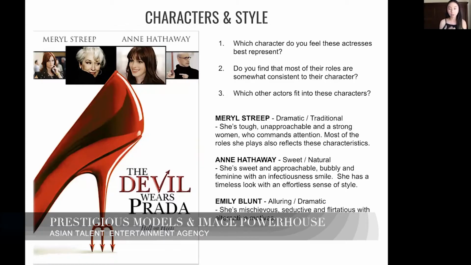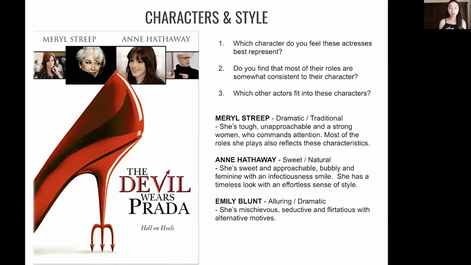Whereas Anne Hathaway is more sweet and natural. She's approachable, bubbly. She's feminine. She has an infectious smile. You just want to be her friend. And that's the character that she plays in The Devil Wears Prada. And lastly, Emily Blunt. She's alluring. She's dramatic. In this movie, she's mischievous, seductive, flirtatious, and she almost has ulterior motives. I think this is a great example because all 3 of these actresses fit perfectly into the character type that they were cast into.